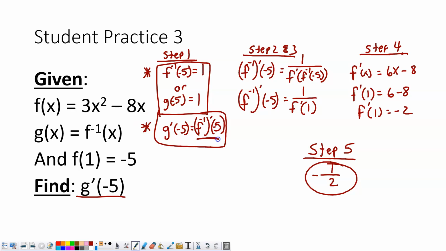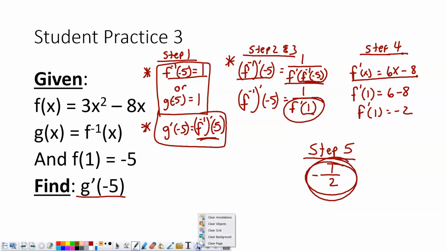Now I jump off from here into step 2 using my formula. f inverse prime of negative 5 would be this expression here. f inverse of negative 5, as we said over here, is 1, so I can replace that with 1. Step 4, we need to find f prime of 1, so I find f prime. And then I plug in 1 and I get negative 2. So all I need to do now is replace that with negative 2, and we have our final answer, negative 1/2.